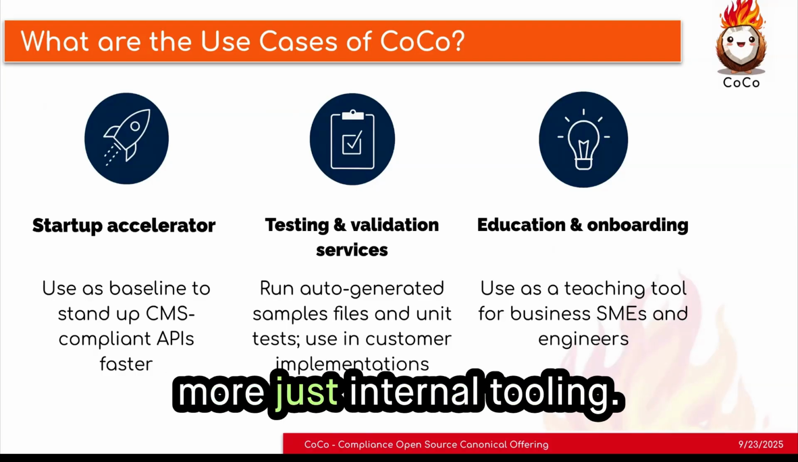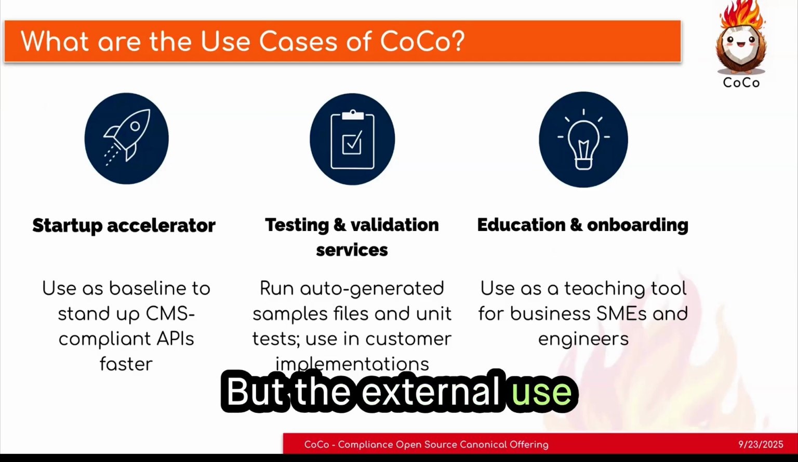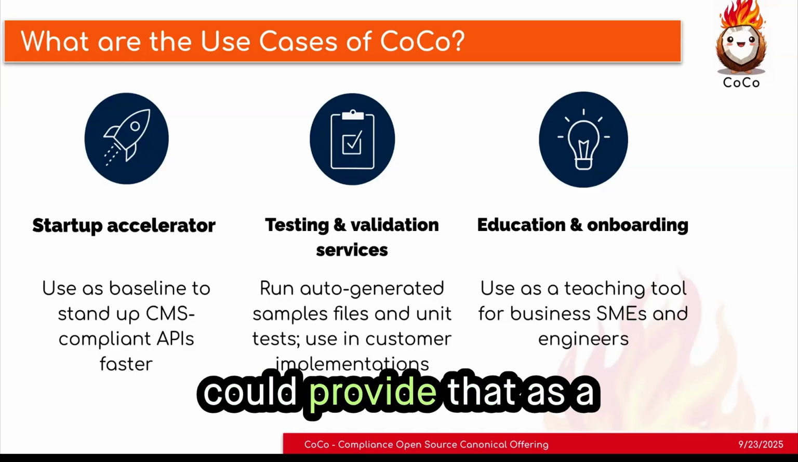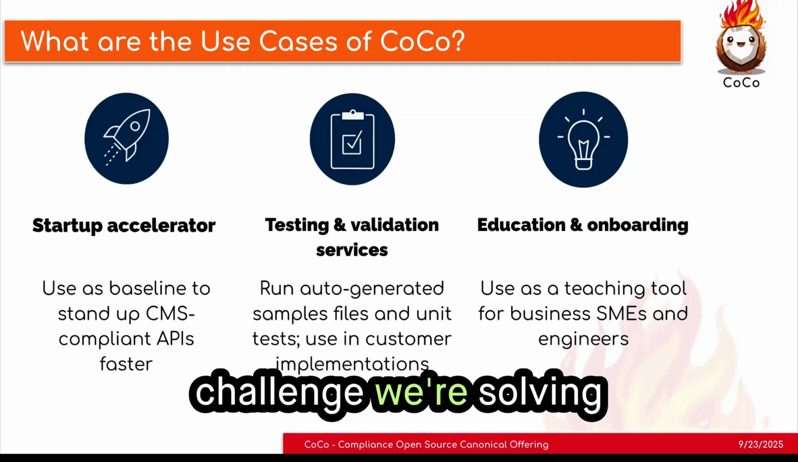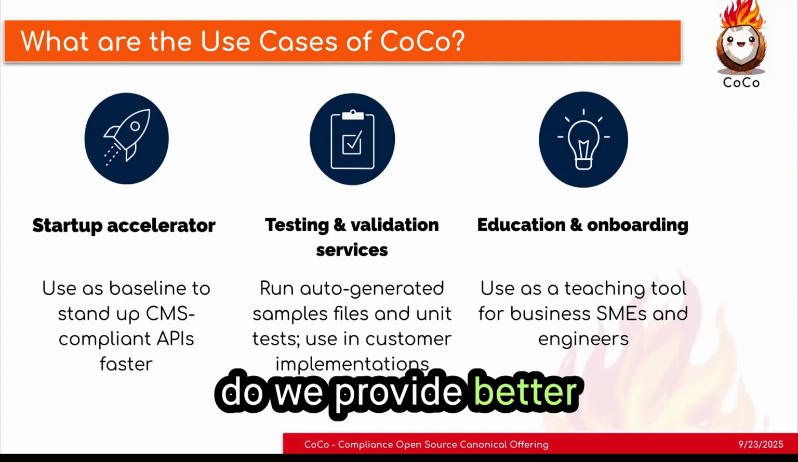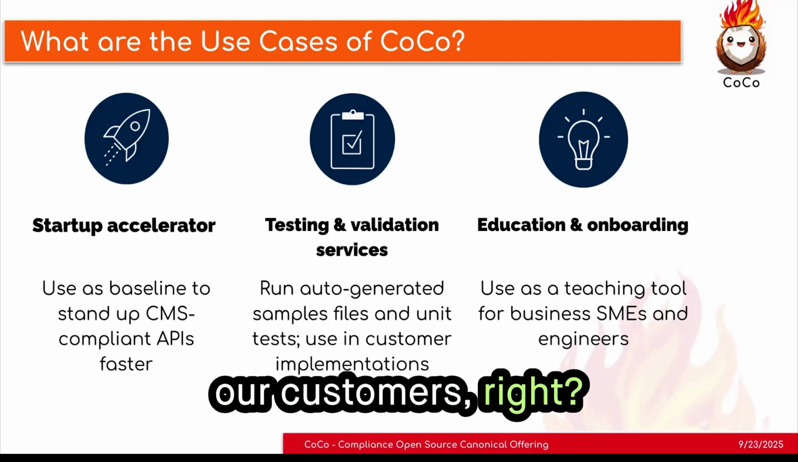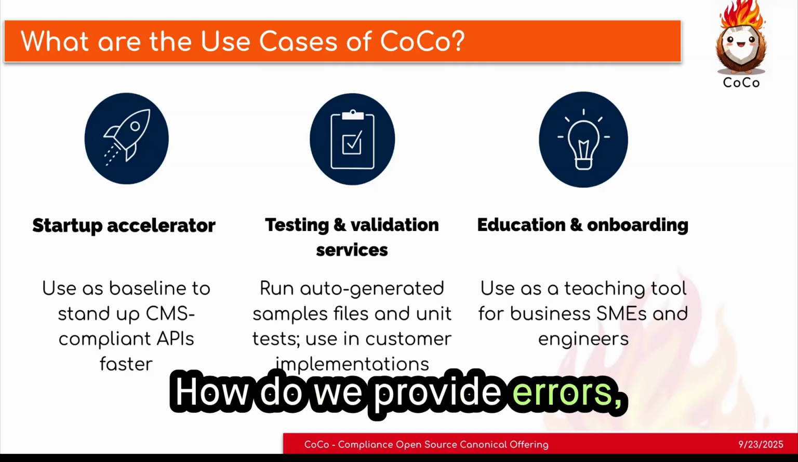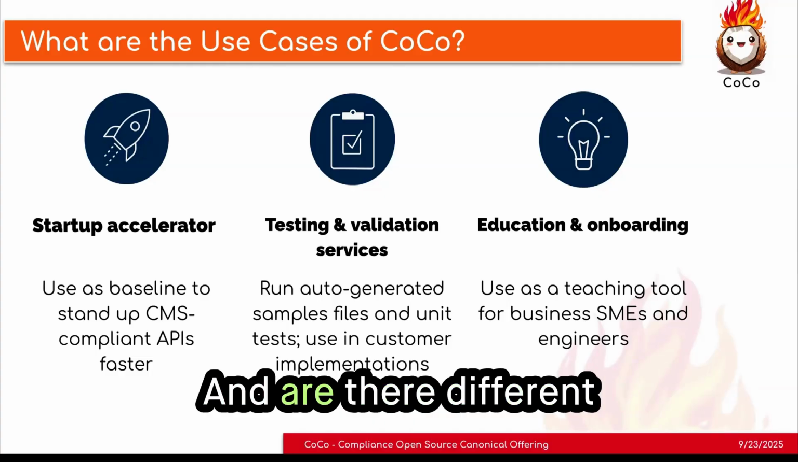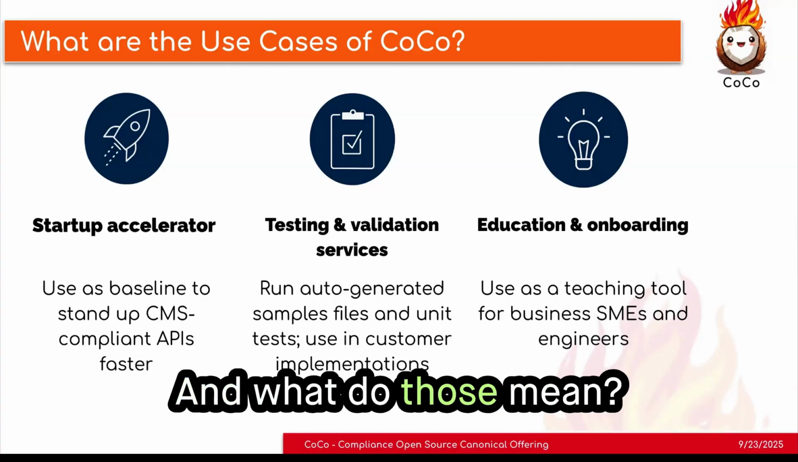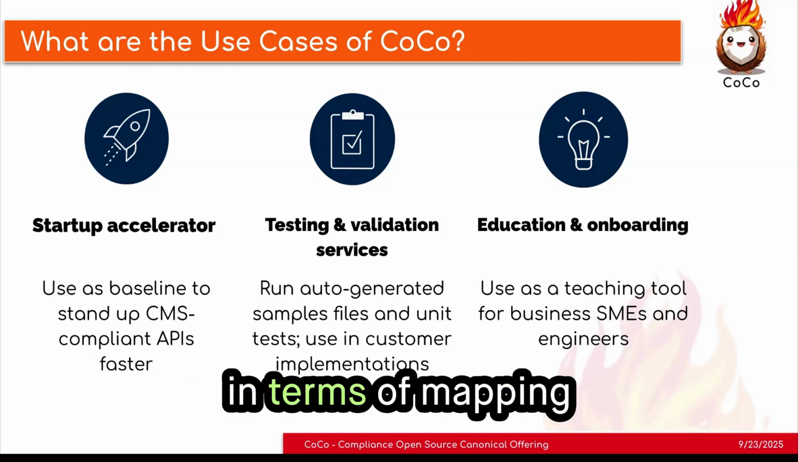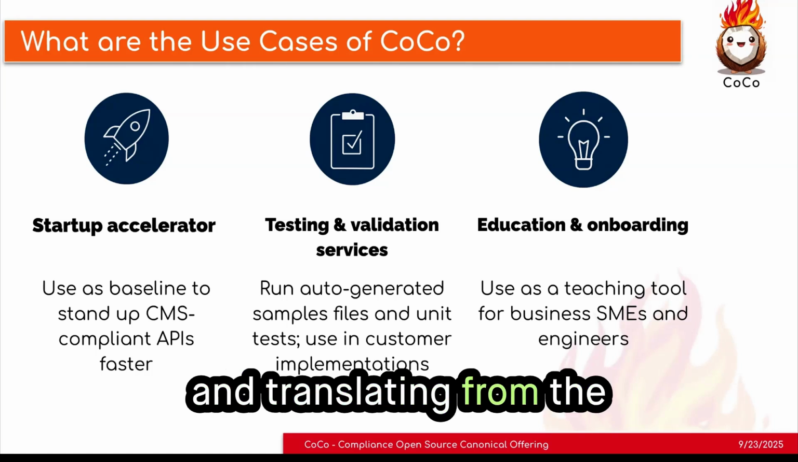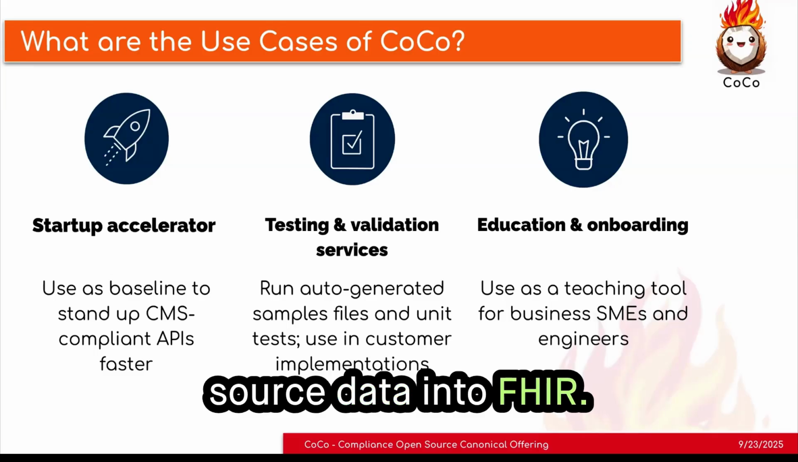Another use case could be testing and validation services, whether that's internal, which is probably less of a use case and more just internal tooling. But the external use case is about how you could provide that as a service to customers. I know that's one challenge we're solving right now: how do we provide better and faster feedback to our customers, right? How do we provide errors, warnings, and successes? And are there different levels of warnings? And what do those mean in context of the FHIR profiles? There's a lot to translate and work through there in terms of mapping and translating from the source data into FHIR. So that's another use case.